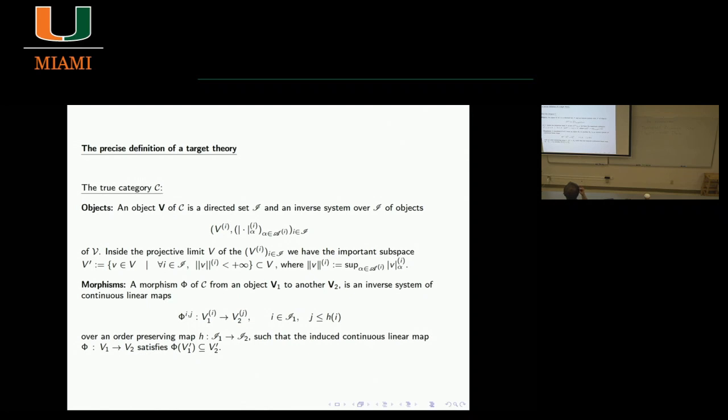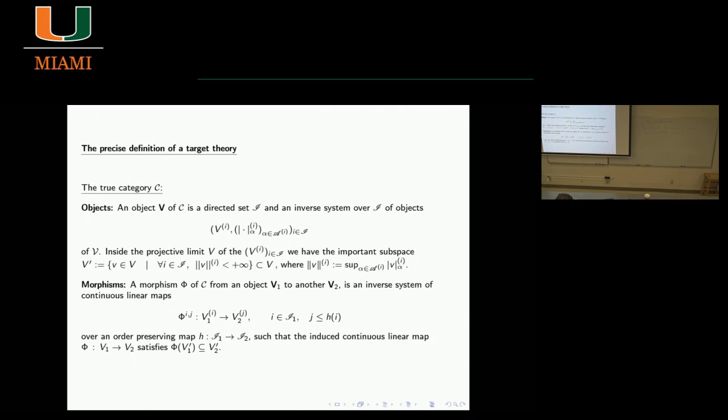Now, the category of complete Hausdorff locally convex topological vector spaces has projective limits. So when you have a directed set like this, you automatically get a projective limit. In the Teichmüller case, that is all the continuous functions on Teichmüller space, since the thick sets exhaust the whole space. But then I look at a subspace inside the projective limit, which I call V prime, and that's the subspace for which all these norms are finite. And what are these norms?